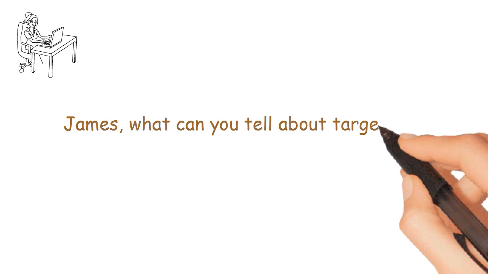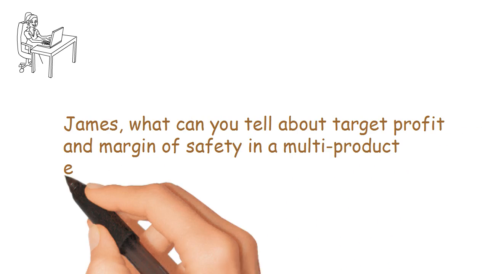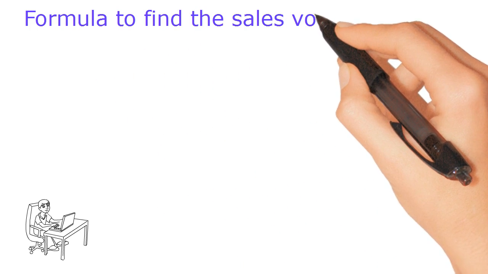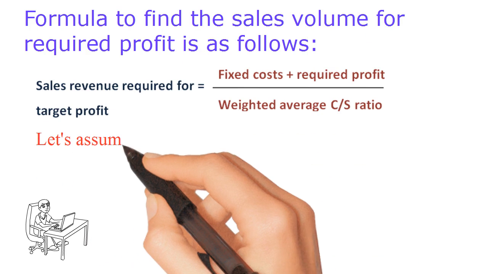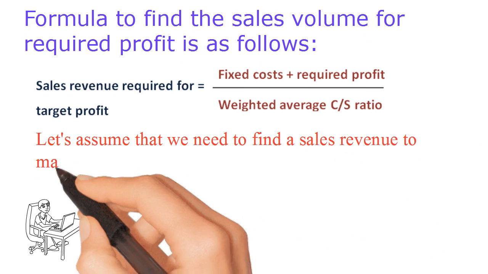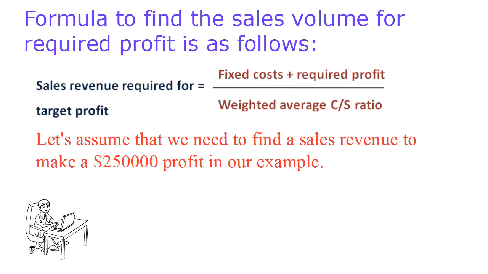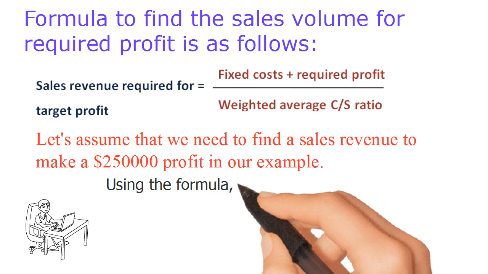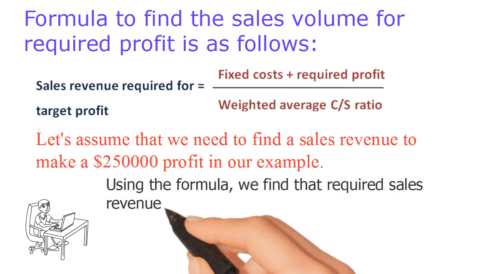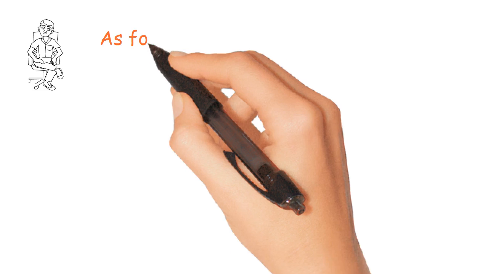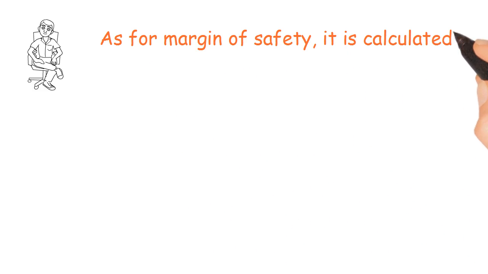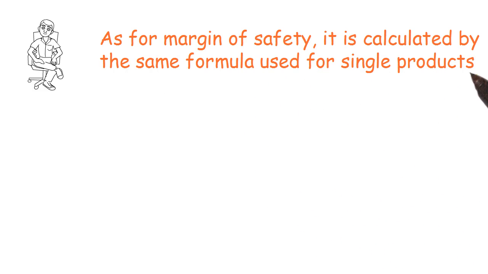James. What can you tell about target profit and margin of safety in a multi-product environment? Formula to find the sales volume for required profit is as follows. Let's assume that we need to find a sales revenue to make a $250,000 profit in our example. Using the formula, we find that required sales revenue is as for margin of safety, it is calculated by the same formula used for single products.